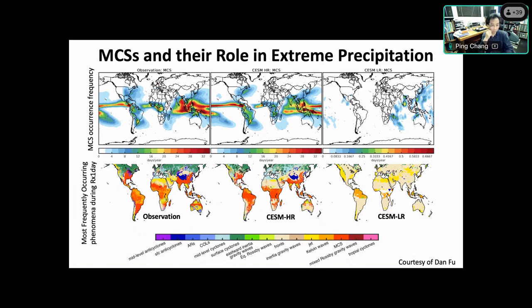So this bottom map is showing the most frequently occurring phenomenon during the extreme precipitation day. So at each grid point, we identify the dates that extreme precipitation occurs. And then we're looking for the physical phenomenon that occurs during this time period, right? So then you can map this out globally. And so again, the left panel is showing the observation, the middle is showing the high resolution model, and the right is showing the low resolution model.